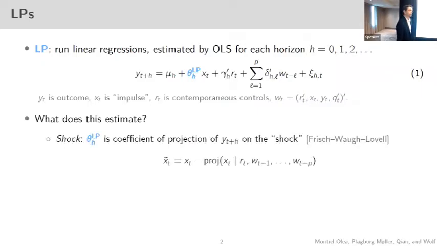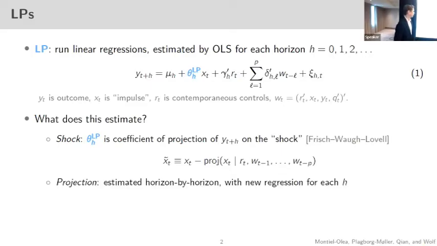Well, that's pretty simple OLS algebra. First of all, what's the shock that you're isolating? If you look at the right-hand side and do the conventional OLS algebra, we see that the shock, which I'm going to call X_t tilde, is simply X, but controlling for, or projecting out, the contemporaneous R's as well as the lagged W's. So that's the thing whose effects you want to estimate. And how do you get at those projections? Well, you re-estimate them horizon by horizon. You run a new regression for each horizon H.